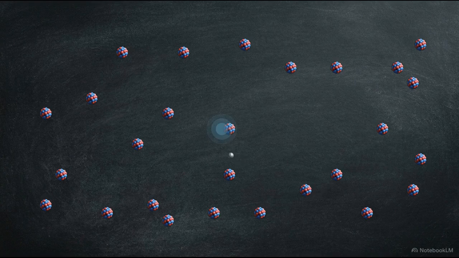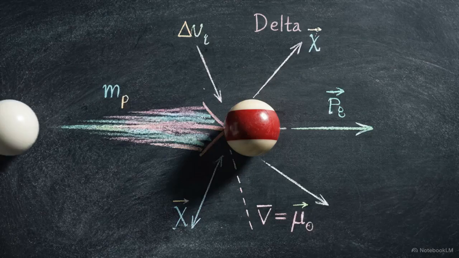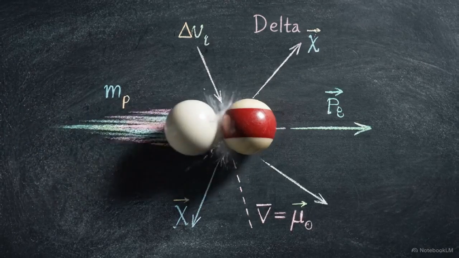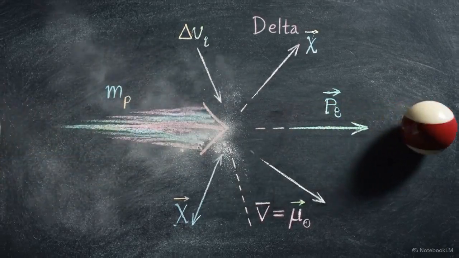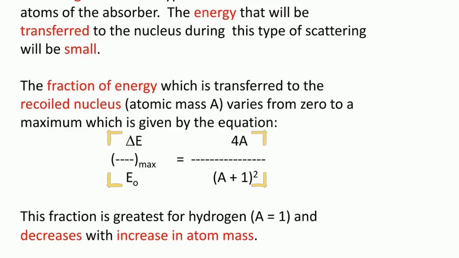In subatomic billiards, a projectile loses the most speed when it hits a target very close to its own mass. This equation calculates the maximum fraction of energy a neutron can transfer in a collision, where A is the target's atomic mass. The fraction transfers reaches its absolute maximum when the atomic mass is 1, which is hydrogen.